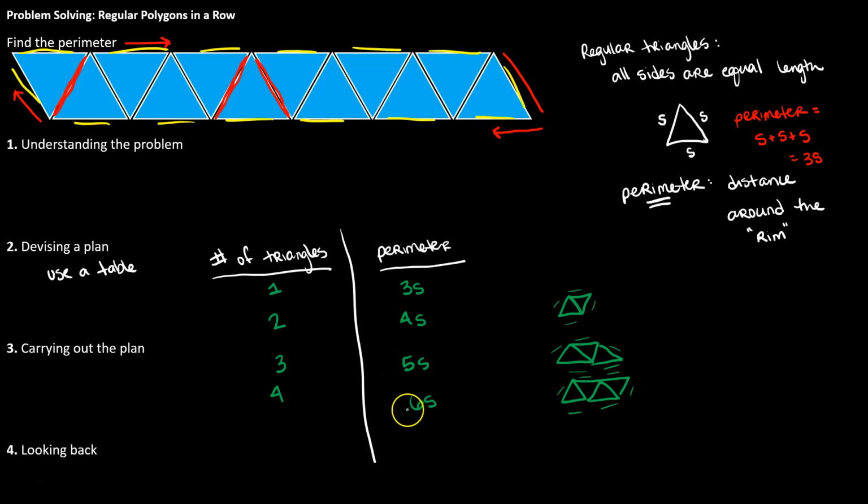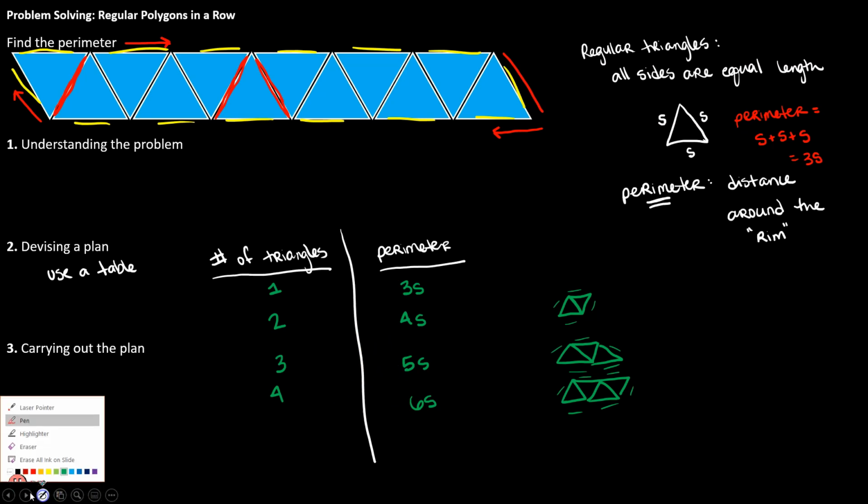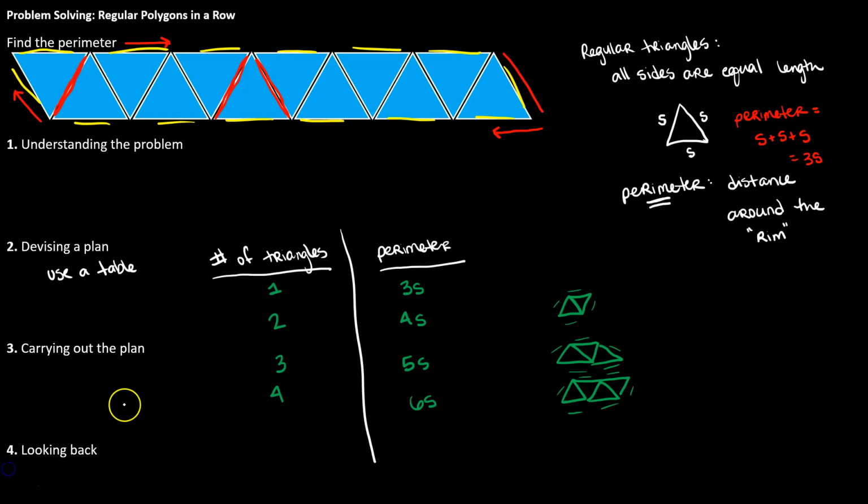Four triangles was 6s. So we're seeing maybe a relationship here between the number of triangles and how many sides make up the perimeter. For one triangle, if I were to take the number of triangles and add 2 to that, I would see 3. For two triangles, if I add 2 to that, I would see 4. Three triangles, add 2 to that, I would see 5. Four triangles, add 2 to that, I would see 6.